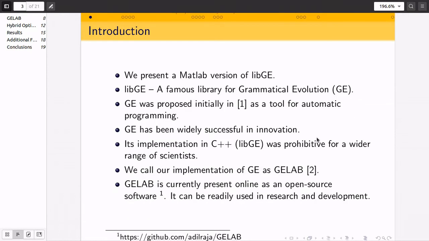libGE is a famous library for grammatical evolution. GE was proposed initially by the Biocomputing and Developmental Systems Research Group as a tool for automatic programming. GE has been widely successful in innovation. Its implementation was initially in C++, which was prohibitive for a wider range of scientists because they not only had to deal with C++ and the command line interface, but also had to tweak C++ objects for successful running of libGE, which could be prohibitive for researchers who do not have a background in computer science.